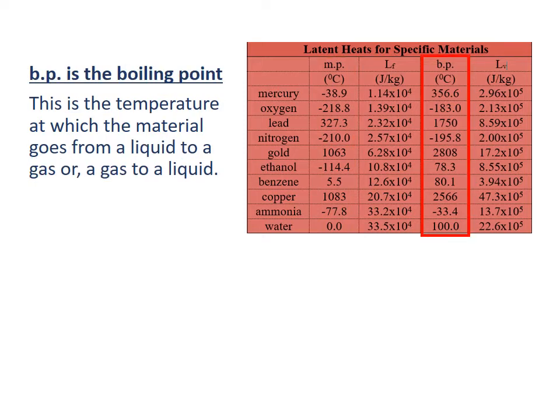BP is the boiling point. This is the temperature at which the material goes from a liquid to a gas or a gas to a liquid. Again, if we look at water at the very bottom of the chart, we see that water boils at 100 degrees Celsius. That's the boiling point of water on a clear day if you're by the ocean. Being that we are at a higher elevation, the boiling point is actually lower than 100 degrees, more around 97 degrees in Saskatchewan.